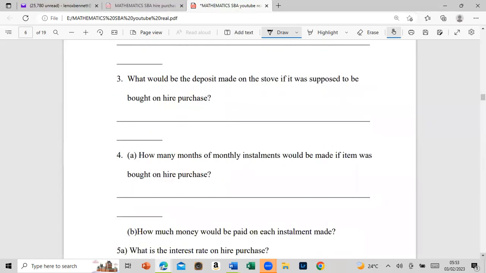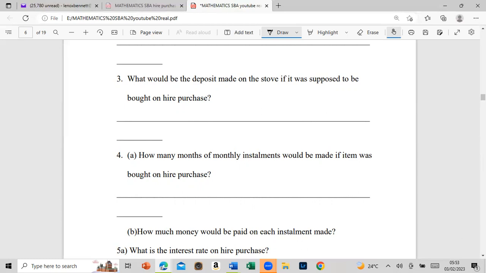So you need to know how much you'll pay for the deposit. All right. You need to know the duration, how long will they give you? How many months of monthly installments would be made if the item was bought on hire purchase? So you basically want to know how long you will get your loan. Is it 2 years, 1 year, 6 months, 9 months, etc.